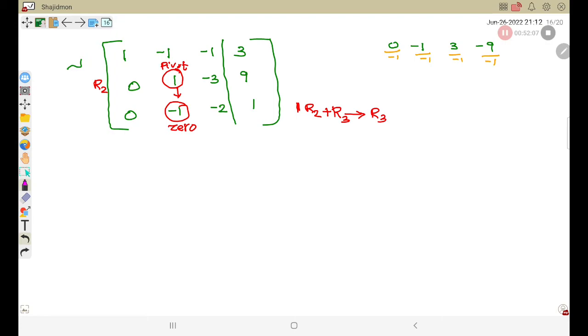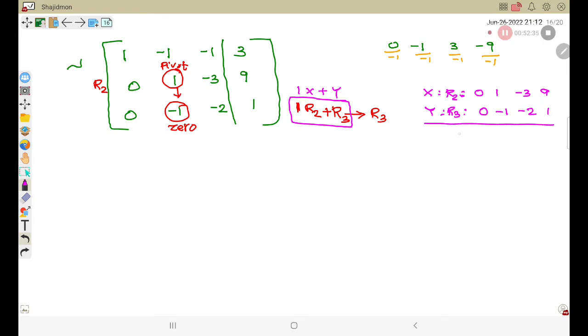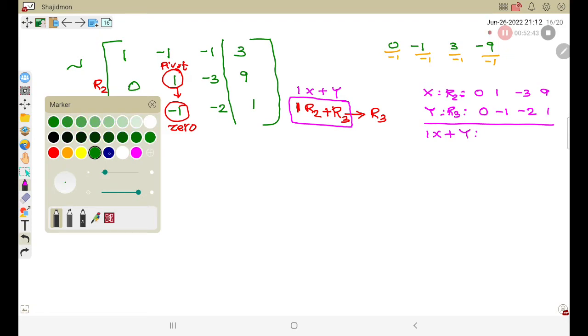So type in your calculator this operation, 1 multiply R2 plus R3. 1 multiply R2 means X, R3 means Y. So X means the second row. What is the second row here? You can see 0, 1, minus 3 and 9. Y means the third row. What is the third row? 0, minus 1, minus 2 and 1. Then you can calculate here what is 1x plus y or x plus y. So press the calc button and continue.